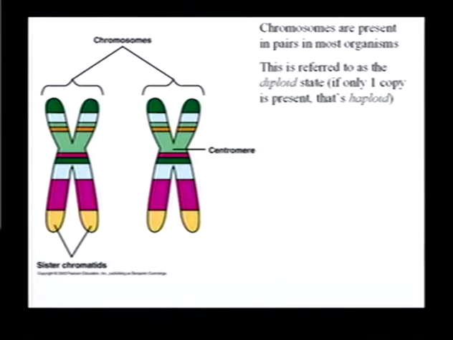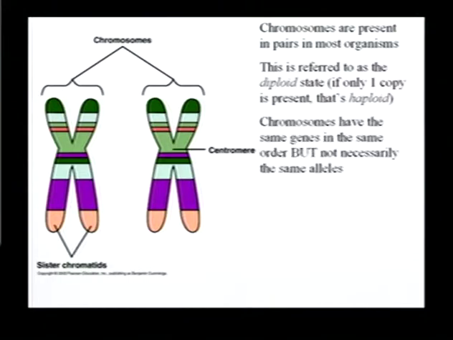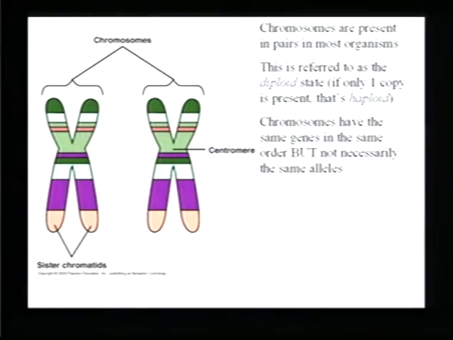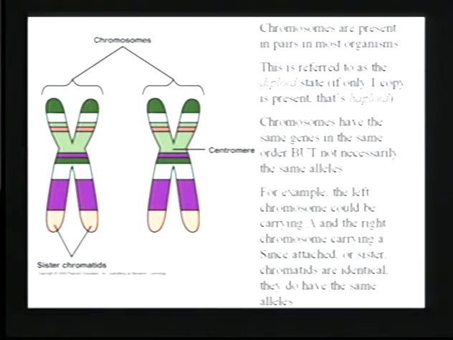Those copies are referred to as being diploid if both copies are present. If there's only one copy, they're haploid. So there's where the terms haploid and diploid come from that are used in your book. One copy, haploid, two copies, diploid. Chromosomes that are pairs have the same genes in the same order, but they're not necessarily identical. They're not necessarily the same alleles. And so in this figure, I've tried to demonstrate that. The left chromosome could be carrying a big A, and the right chromosome is carrying a little a.